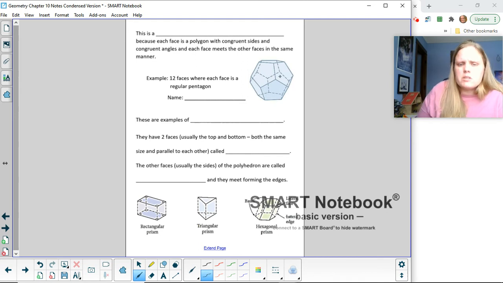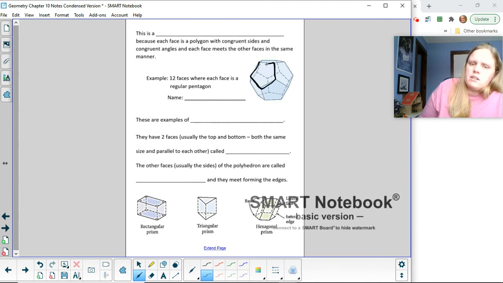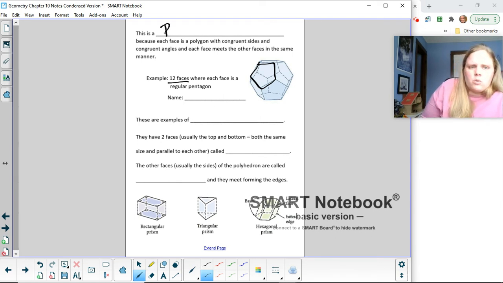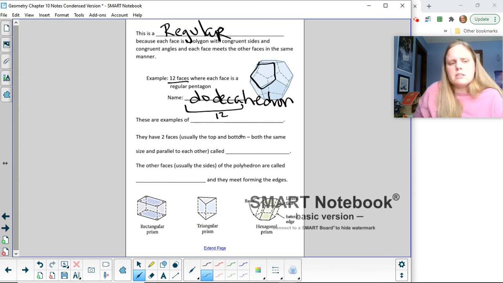So this particular polyhedron is made up of pentagons that are all the same size and shape, but it's got 12 of them all together. So this would be a dodecahedron. But because it's got all of these pieces the same exact shape and size, it's a regular dodecahedron. So the dodeca means 12, and the hedron part means it's that 3D solid.